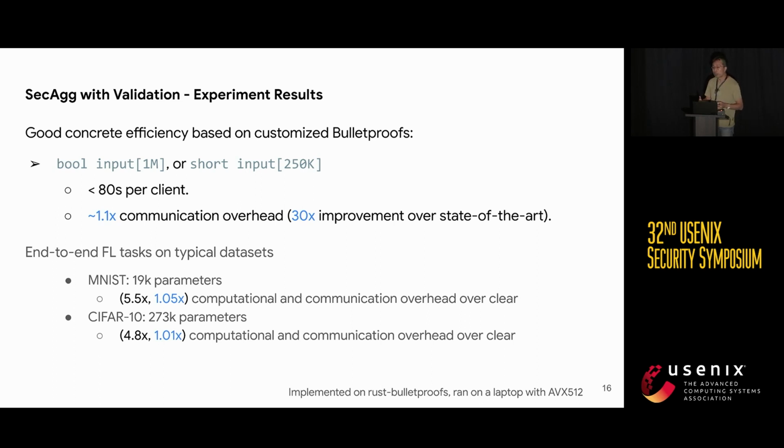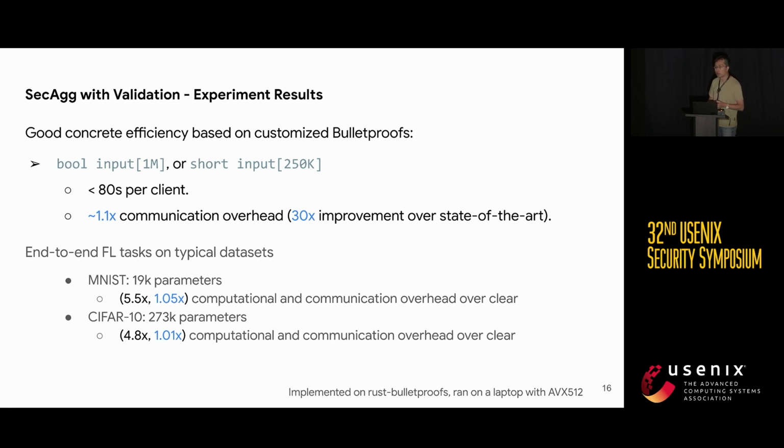And more importantly, our proof system is very communication efficient. We achieved a very small communication overhead compared with the protocol without input validation. And compared with existing works in the literature, by using all the tricks to construct zero-knowledge proofs, we showed our work achieves almost a 30 times improvement over the previous works.